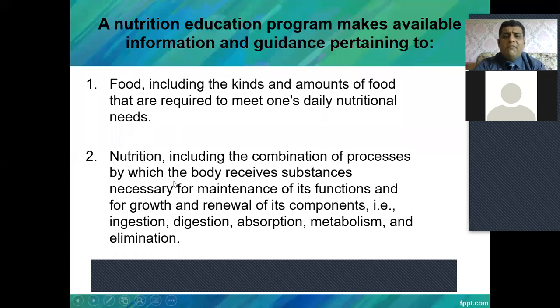Okay, then the next one is nutrition. It includes the combination of processes by which the body receives substances necessary for maintaining its function, growth and renewal of its components, like ingestion, digestion, absorption, metabolism, and elimination. So what kind of nutrition is there? We can tell, for example, for green vegetables, which vitamins are inside that vegetable. For other vegetables like beans, what kind of vitamins are inside? How can they cook that food?